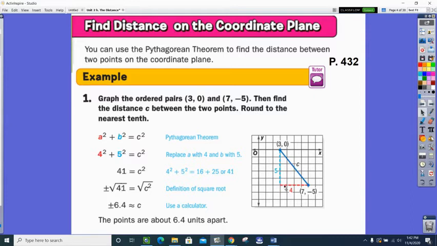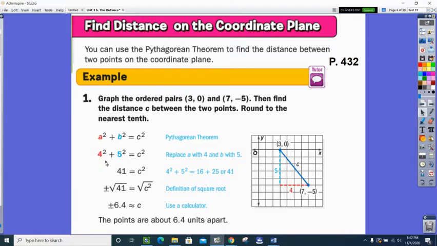Now, if I look here, you see 1, 2, 3, 4. Notice that if I subtract the x coordinates, 7 minus 3, I'm going to get that distance. And once I have the legs, here comes Mr. Pythagoras. We're going to take one of the legs squared plus the other leg squared equals the hypotenuse squared. a squared plus b squared equals c squared. 4 squared is 16, plus 25 is 41.